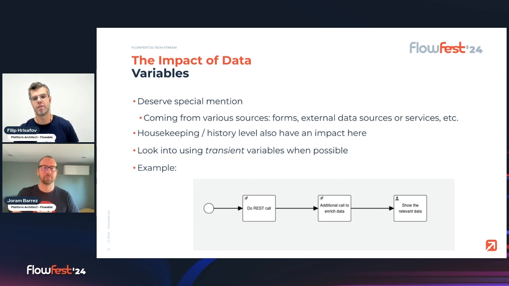However, what you could do is look into using transient variables. For example, in this example here, we have a service call. The service call does a REST call, and it's going to have some variables in there. We can store the response in a transient variable, do some enrichment of this data, extract the data that we need, and only store a subset of this original data as an actual variable, which will be stored in the database, and then display this. So with this, you're reducing the amount of data which will get persisted in the system for Flowable.